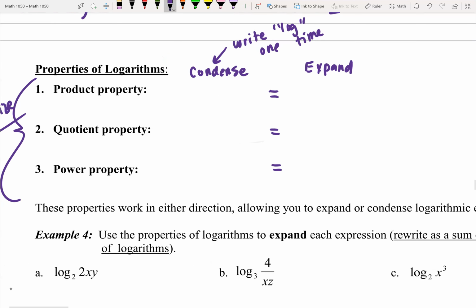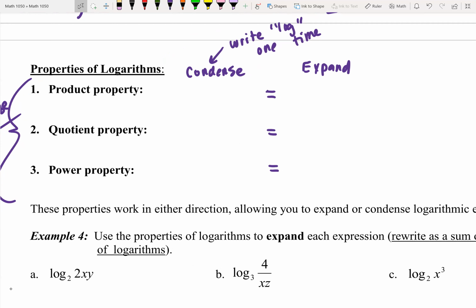Okay, let's write down the rules. Product. What does product have to do with: add, subtract, multiply, or divide? Multiply. Okay, so everybody write log base A of BC. And do you see how the BC gets a little complicated? So I always like to throw parentheses around it. So if they're multiplied and they're condensed, when I expand them, what do I do? I kind of went over it up above. It's add. So it's log base A of B plus log base A of C.